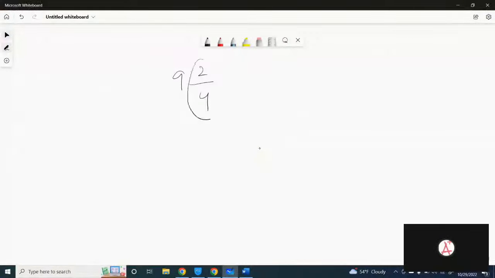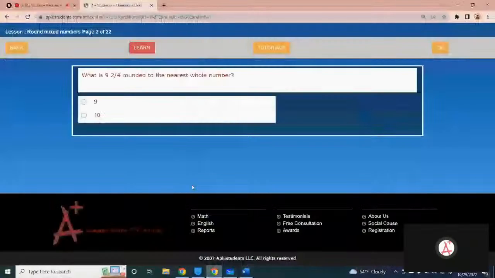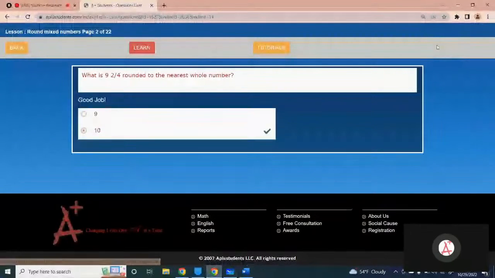Whenever you have to round off mixed numbers, just look at the fractional part. So here you have 2 by 4. Let's simplify the number. You can divide them by 2, so it would be 1 over 2. You need to compare the fraction with 1 over 2. If it is greater than or equal to half, that means you have to round up. Round up means you remove the fractional part and add 1 to the whole number. So it would be 10. Got it?